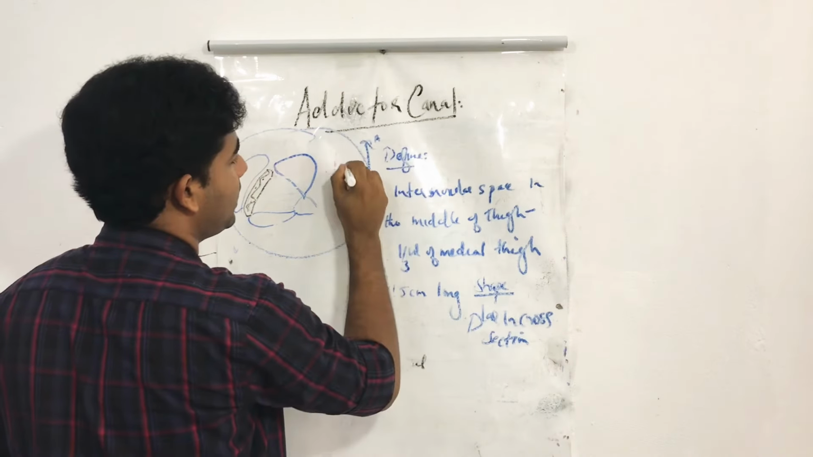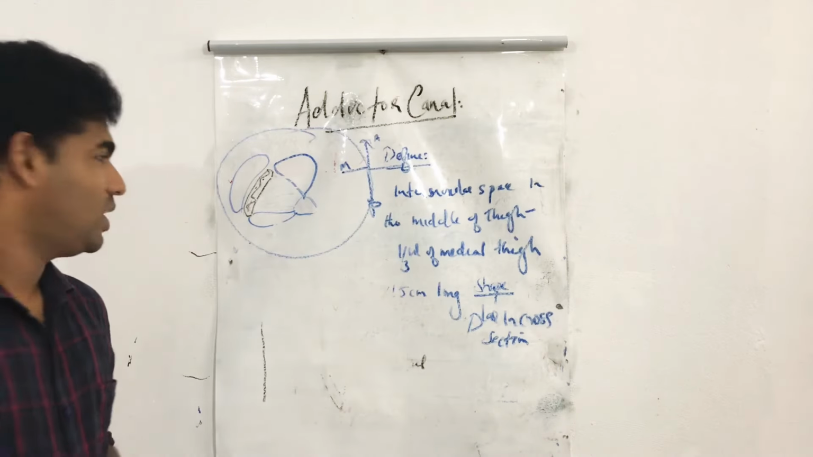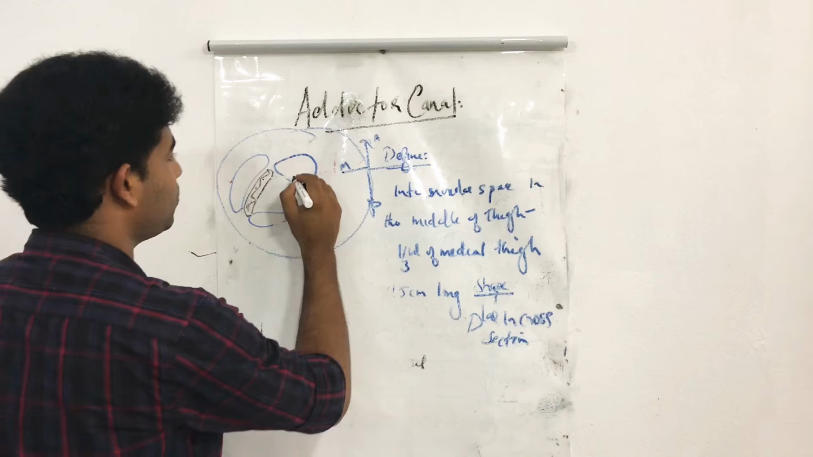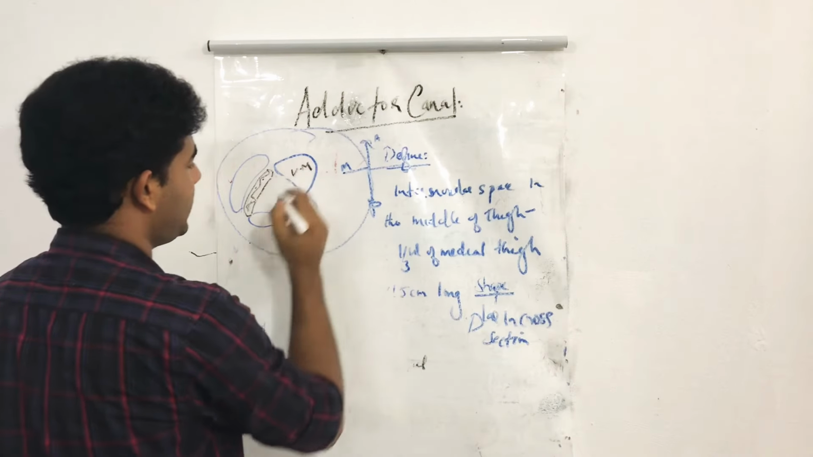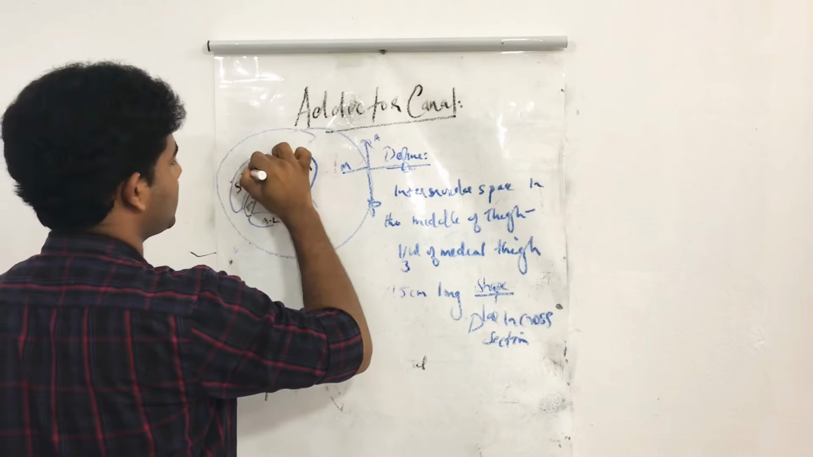This is the medial side, this is the lateral, and this is the posterior, okay? Now let us see its relationships, boundaries. This is the vastus medialis, this is adductor longus, this is sartorius.